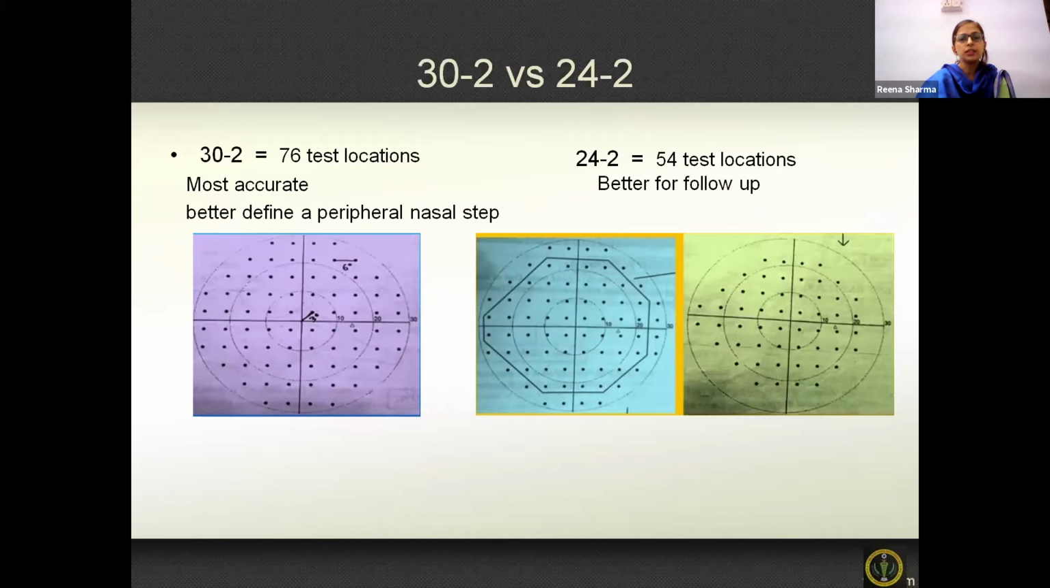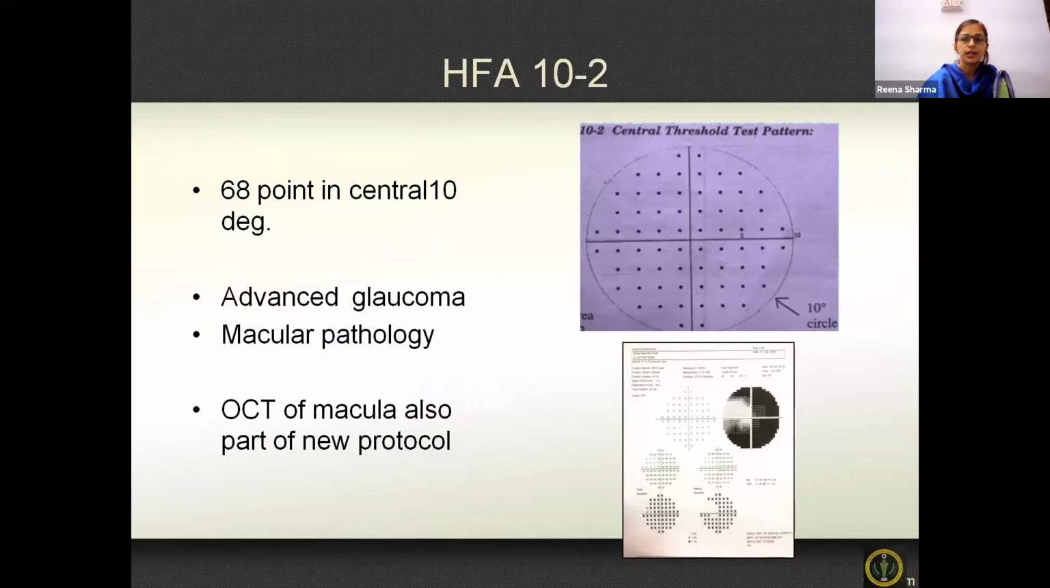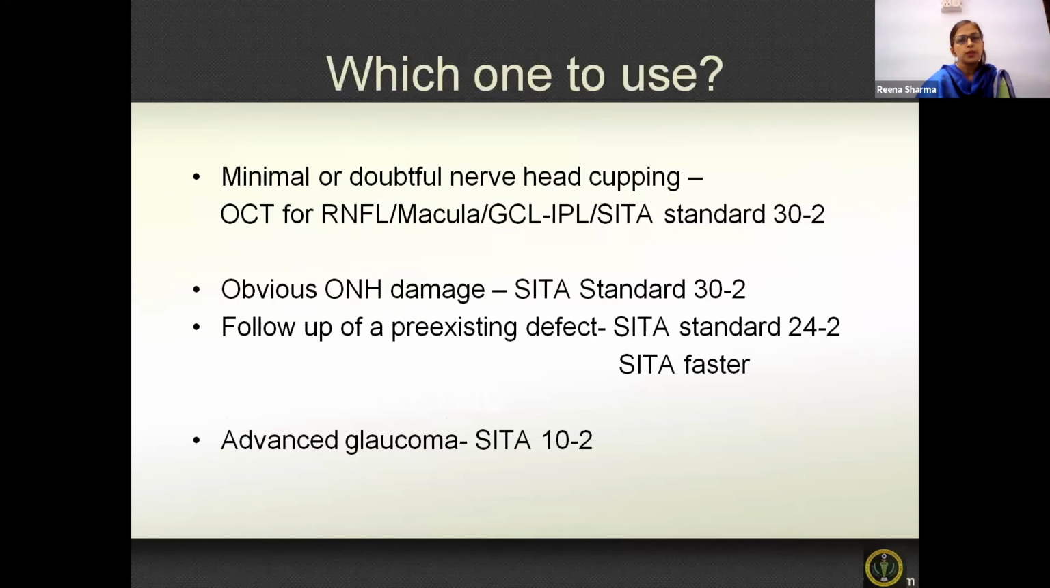The 30-2 is a test with 76 test locations, considered most accurate, and better defines the peripheral nasal step. 24-2 is considered better for following up the patient. It cuts out the peripheral 30-2 points, except for the nasal points, which we consider important for diagnosing the nasal step. 10-2 tests the central 10 degrees of the field in a tighter grid and is used in patients with advanced glaucoma where 24-2 is no longer able to give adequate information because it turns out to be completely black in color. So the progression is difficult to follow up.